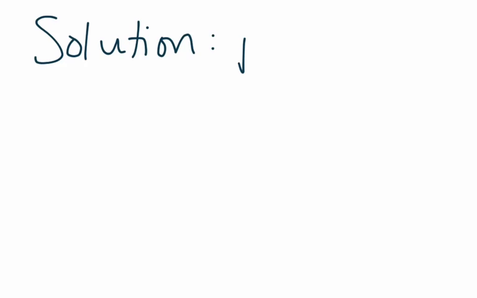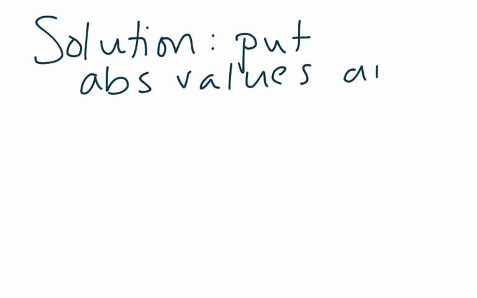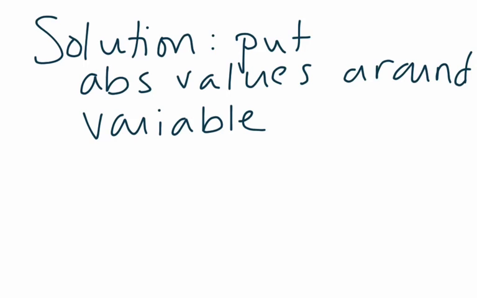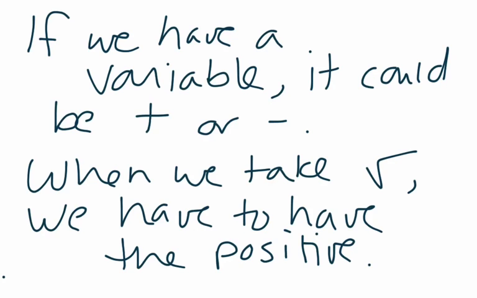So the solution is to put absolute value around the variable, and that will ensure that it is not negative. It doesn't, I guess, ensure that it's positive. I should go back and fix this. I'll make an amend here. Not negative. Okay, it just can't be negative. It could be 0. I'm getting picky there.